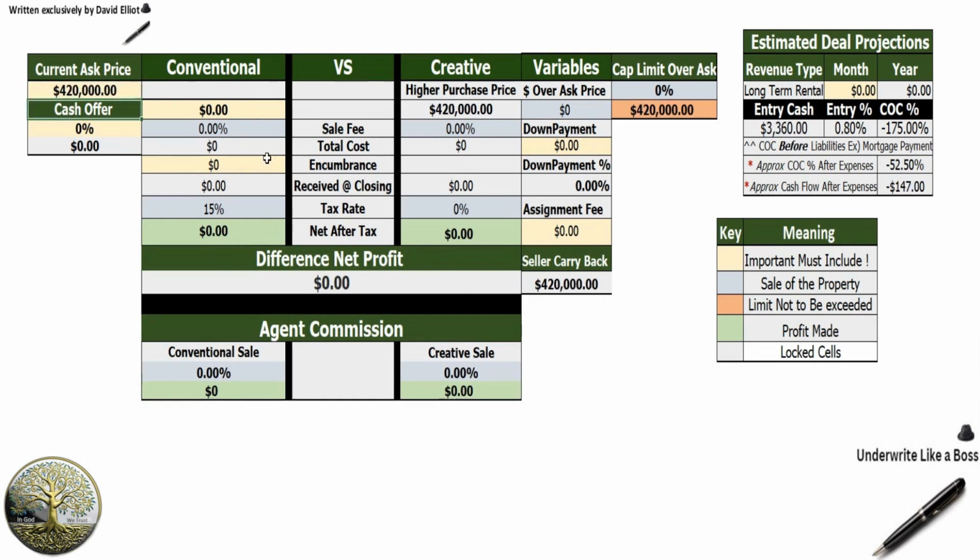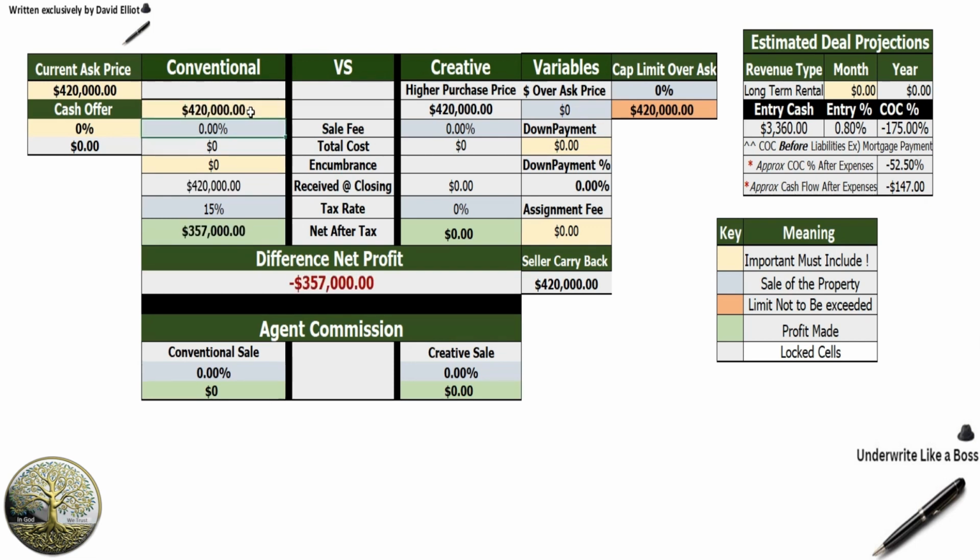And we are going to look at the best case scenario that the seller can receive conventionally. So if you haven't seen the prior videos as to why we are comparing our creative terms versus a best case scenario from a conventional point of view, I highly suggest that you watch the previous videos. We are going to say that the seller is going to receive a full ask price of $420,000.